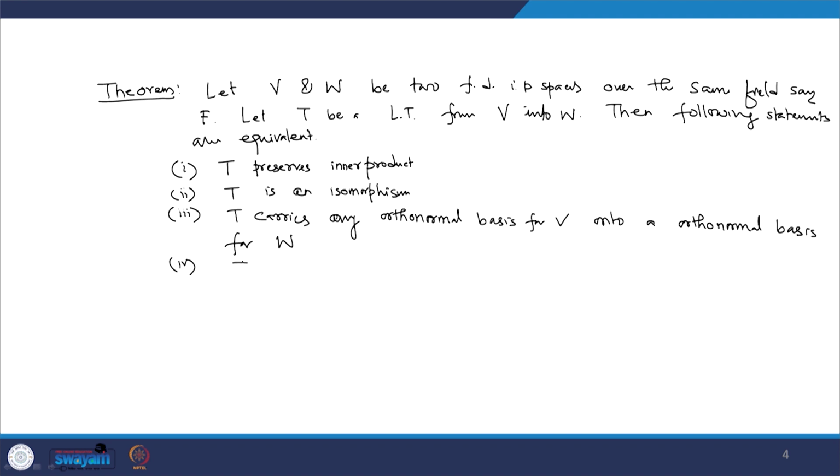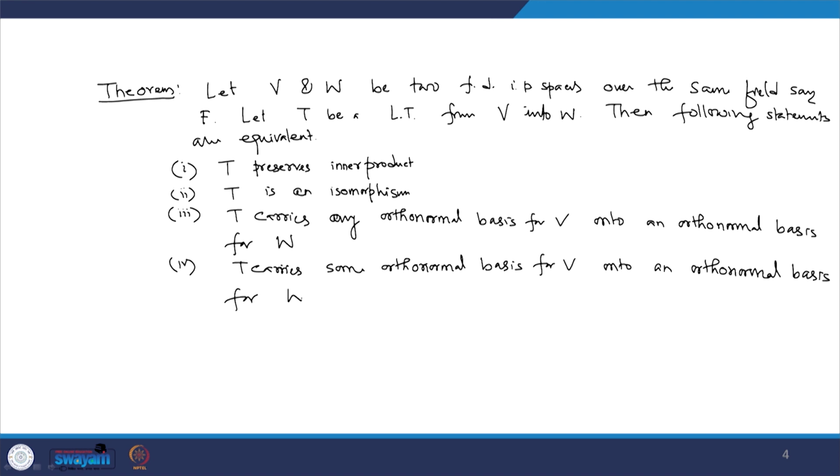Fourth, this is of course some sort of repetition, but in this particular case only, T carries some orthonormal basis for V onto an orthonormal basis for W. So, let us quickly prove these theorems.